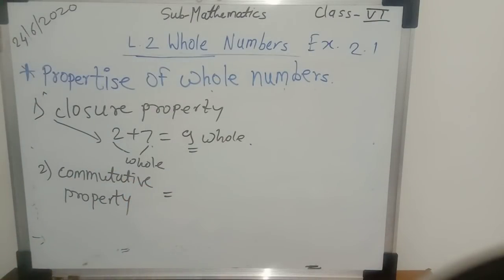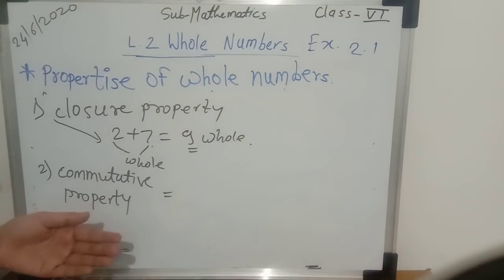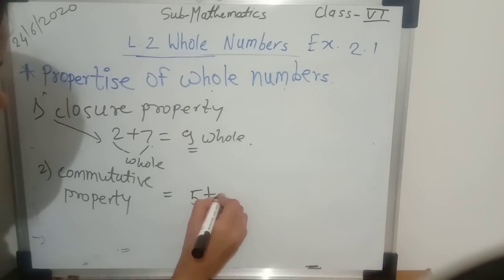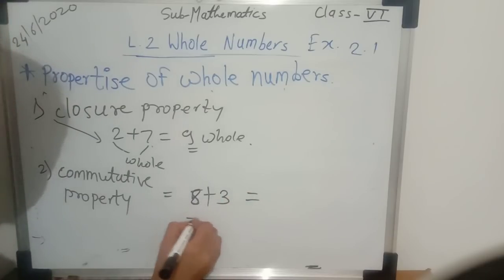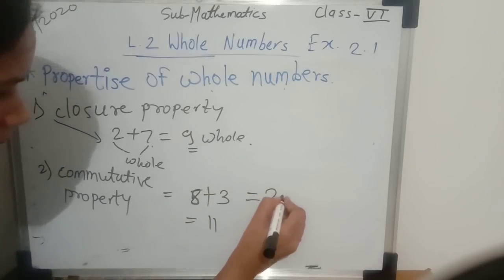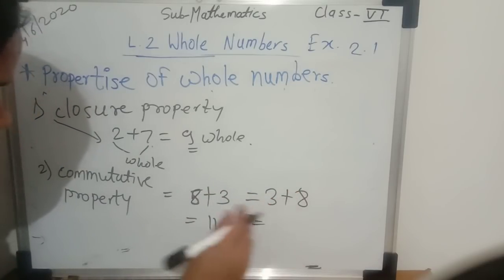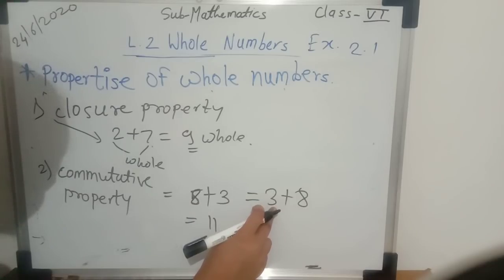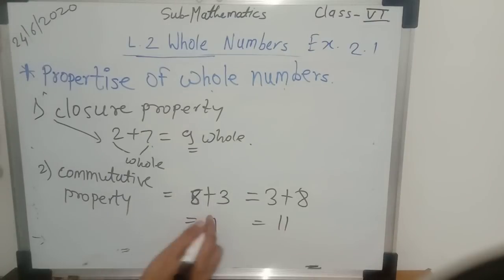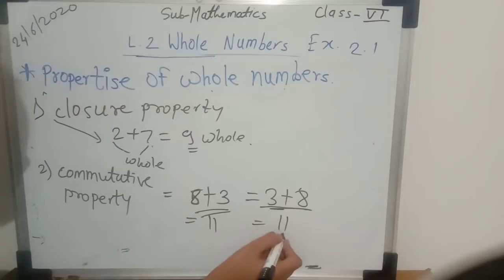the addition of two whole numbers gives the same answer after changing their order. For example, here we take 8 plus 3. 8 plus 3 is equal to 11. If we change their order, first if we add 3 and 8, the addition of these two numbers is also the same. So when you are adding whole numbers in different order, it gives the same answer.